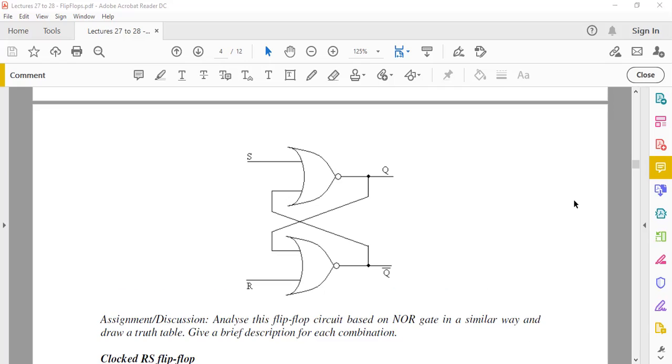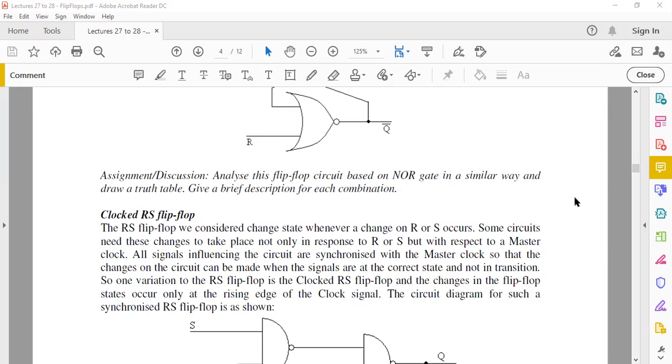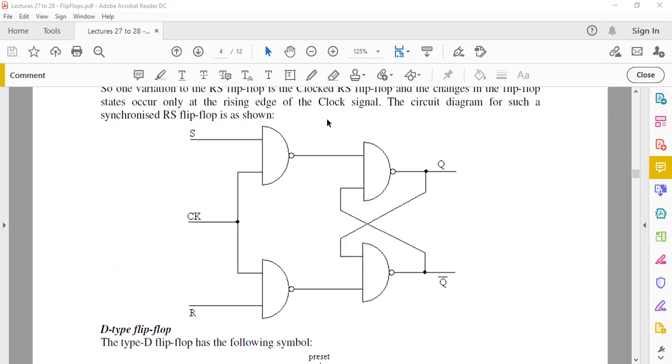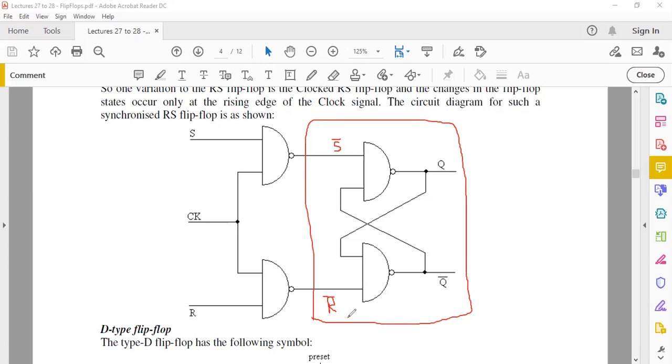Okay, now the next topic we look at. We've just studied this part of the circuit. If I annotate, this is S bar and this is R bar. We've seen that you can use these two pins, S bar and R bar, to actually set or reset Q. Now, what we're studying here in that circuit is we're adding a further input called a clock.